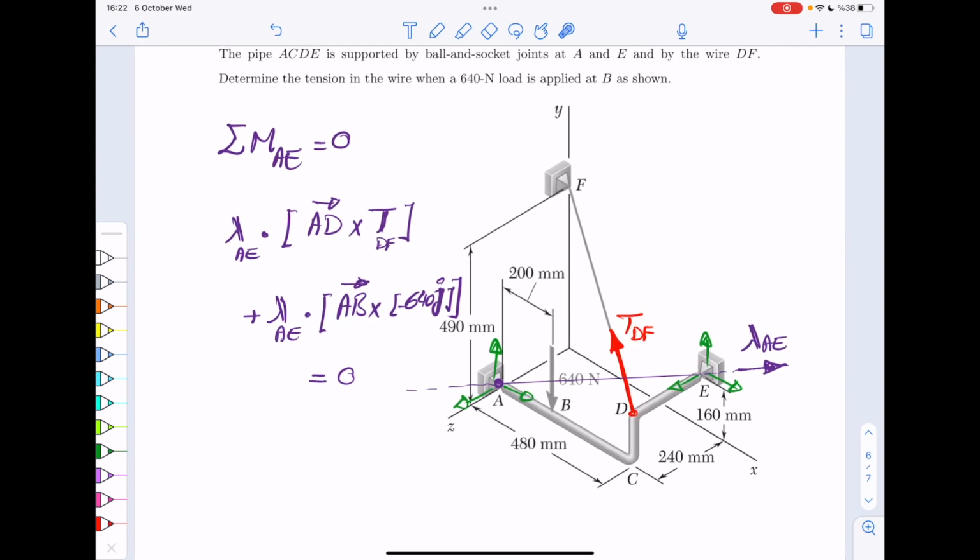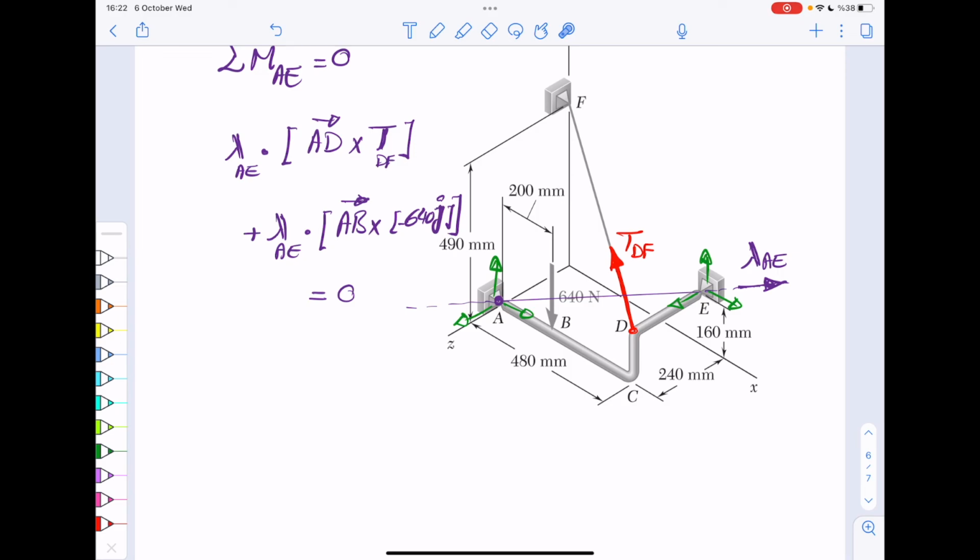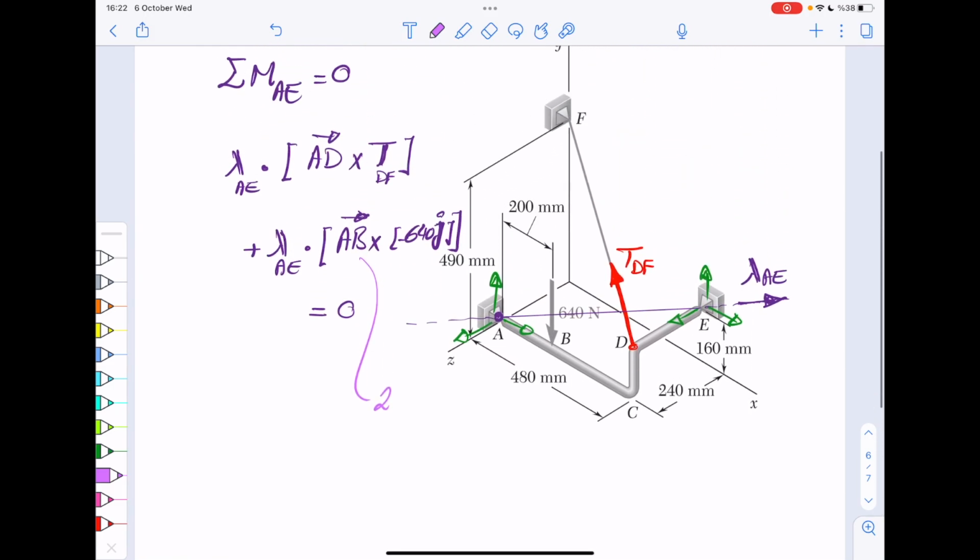All right, so what did I say? I said you don't know the direction. Well, what I meant is that you don't know the magnitude of it, you know its direction. I think I said something wrong. Okay, all you need to do is to basically replace these values. Now, AB here is very simple. It's just, let's say, 200 millimeters in x direction, right? So that's 200 in I.